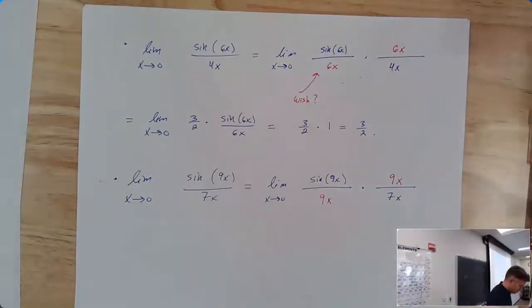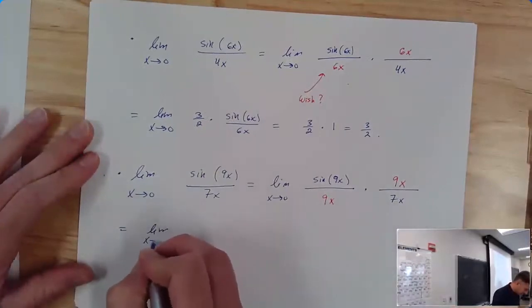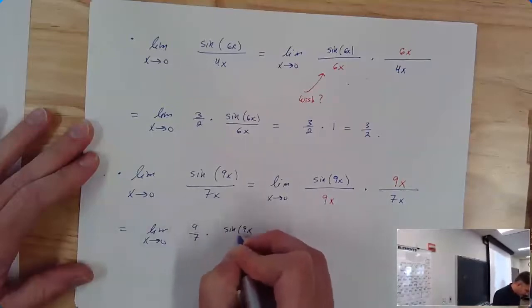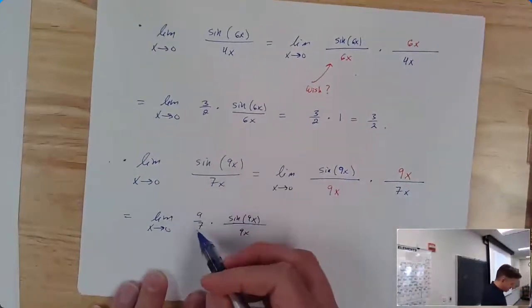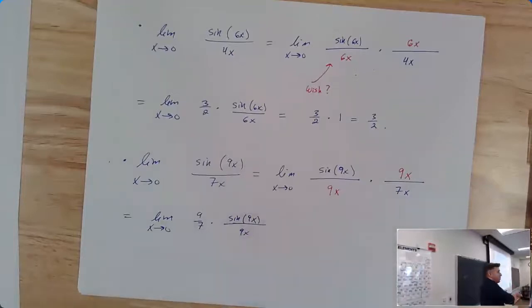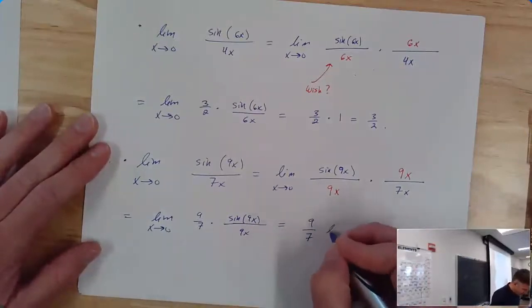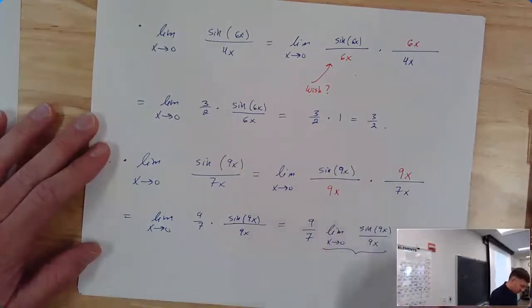And then I'm going to show one more step in this one. So this is equal to the limit as x approaches 0 of 9/7 times sine of 9x over 9x. And if you want, when you have the limit of a constant times a function, you can pull the constant multiple out in front of the limit. It's a totally valid operation. It's one of those limit rules that we briefly talked about. So you can say this is equal to 9/7 times the limit as x approaches 0 of sine of 9x over 9x. And then definitely this limit is 1. So you get 9/7 times 1, which is 9/7.